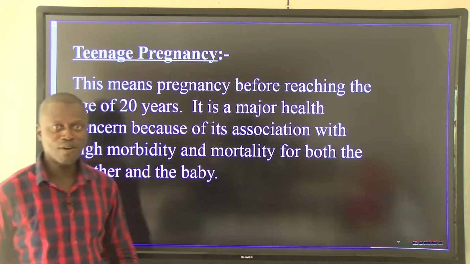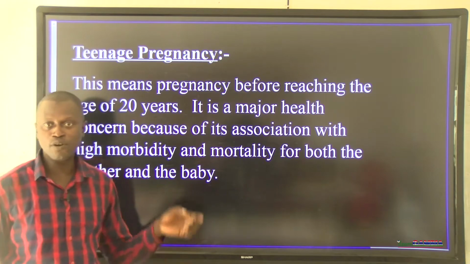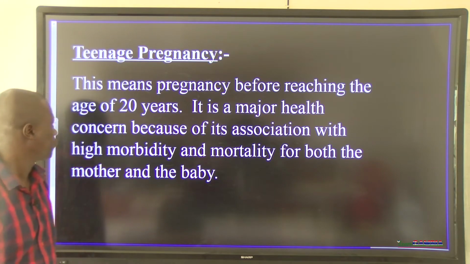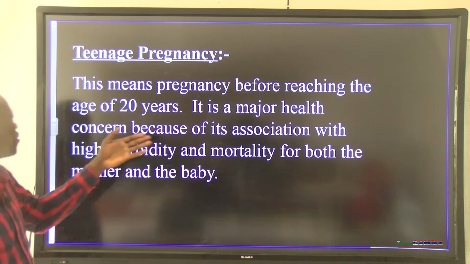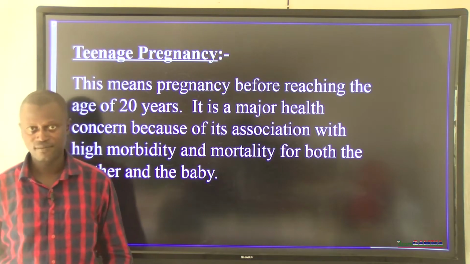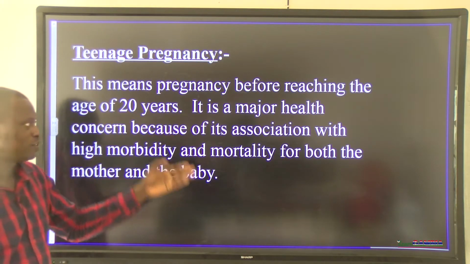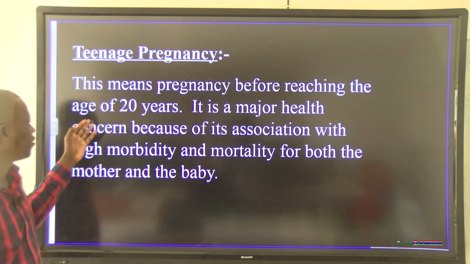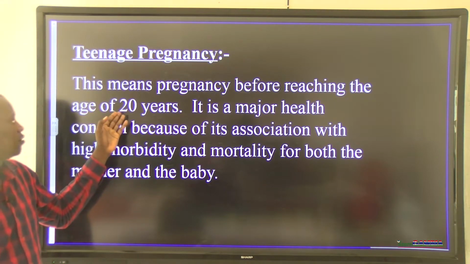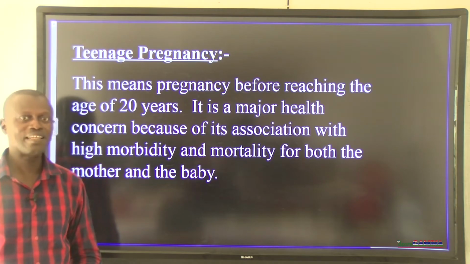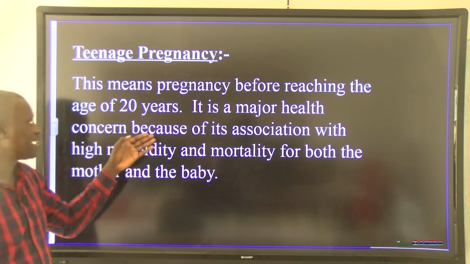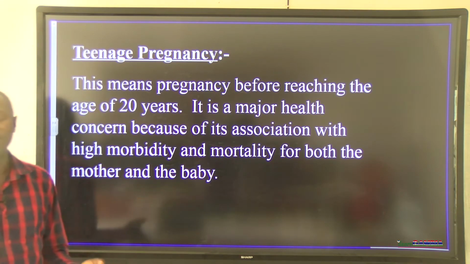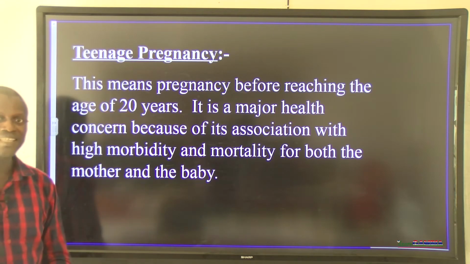Now, we come to another societal problem. Apart from drug abuse, next is teenage pregnancy. This means pregnancy before reaching the age of 20 years. In fact, some will even put it at 18 years. So long as you didn't reach 18 years and you got pregnant, be it in a lawful or an unlawful way, it is regarded as teenage pregnancy.